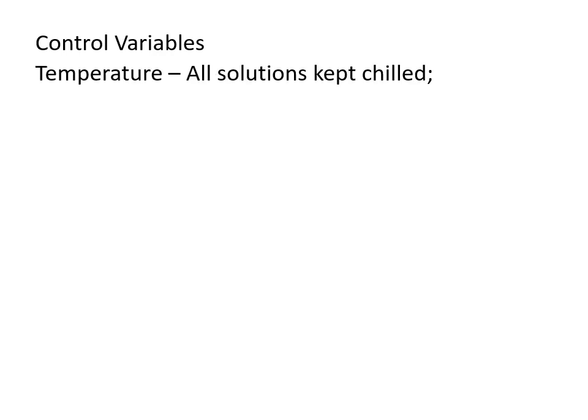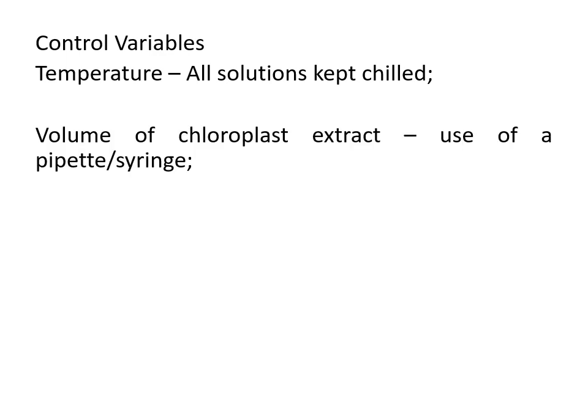Things that we are going to attempt to control in this investigation, so factors that could affect the results that we are going to try and minimise the effect of. We are going to try and minimise the effect of temperature. We know that photosynthesis involves a lot of enzyme catalysed reactions, and therefore temperature can have a really significant effect on it. So we are keeping all our key solutions chilled. The chloroplasts are being kept in a cold isotonic buffer. The DCPIP is chilled, and the water that we're going to use is also chilled. We're going to make sure that we use the same volume of chloroplast extract, and we're going to select appropriate equipment for measuring that volume.